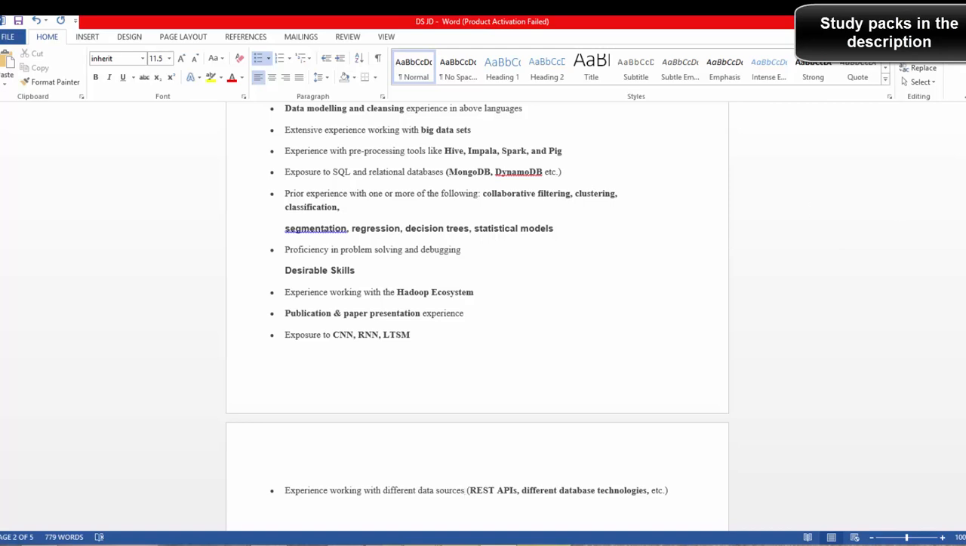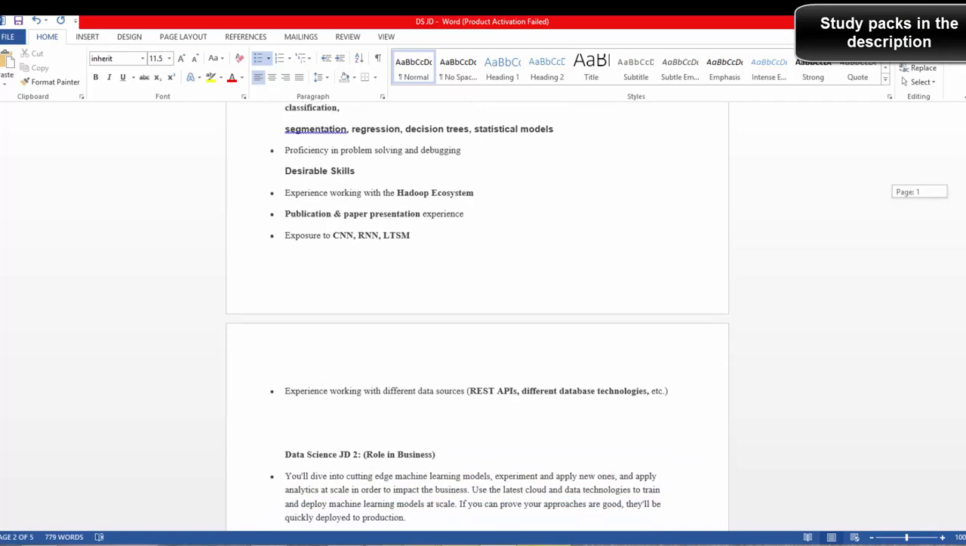And some of the desirable skills, apart from the essential skills, are paper presentation and publications. Given that this is a research role, if you have a couple of publications and you have presented at a few conferences, that adds a lot of value. They also require you to not just know the statistical and machine learning models. They also expect you to know deep learning models such as CNN, RNN, and so on.